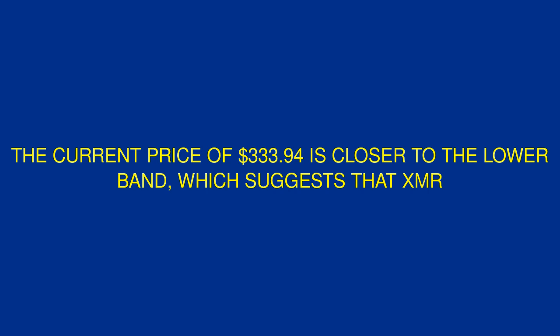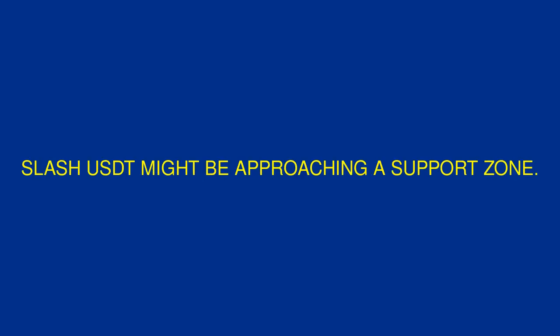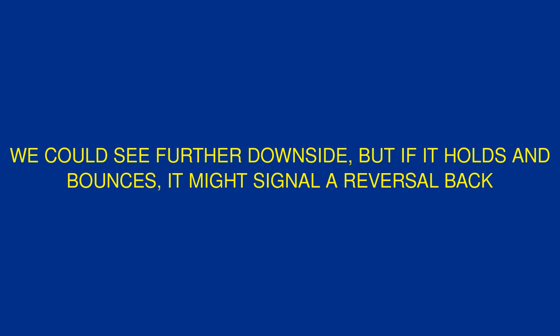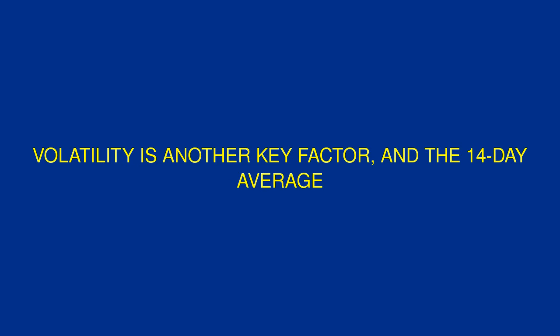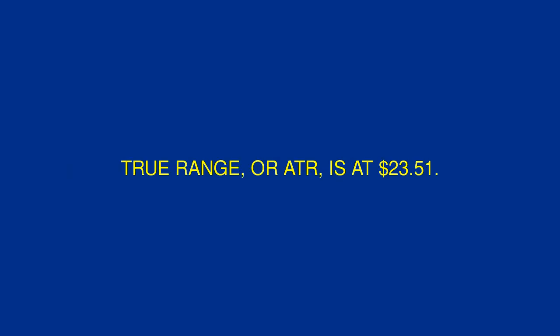$333.94 is closer to the lower band, which suggests that XMR/USDT might be approaching a support zone. If the price breaks below this lower band, we could see further downside, but if it holds and bounces, it might signal a reversal back toward the middle or upper band. Volatility is another key factor, and the 14-day average true range, or ATR, is at 23.51.